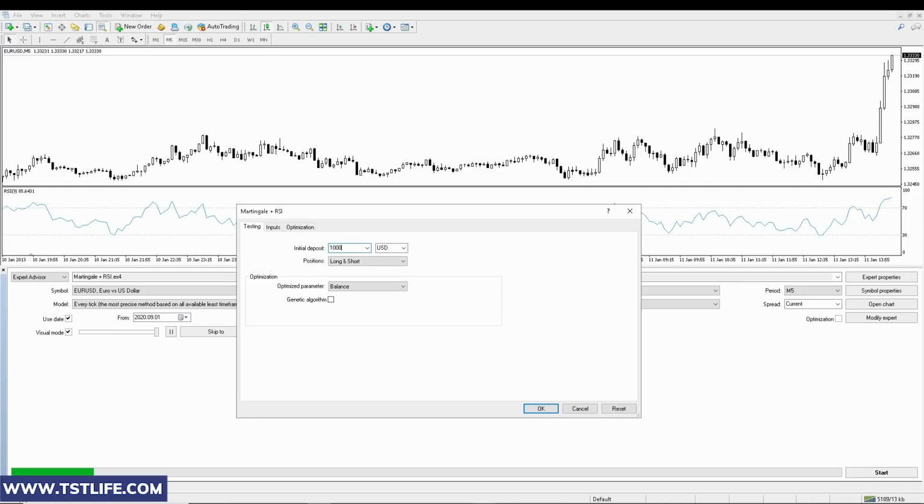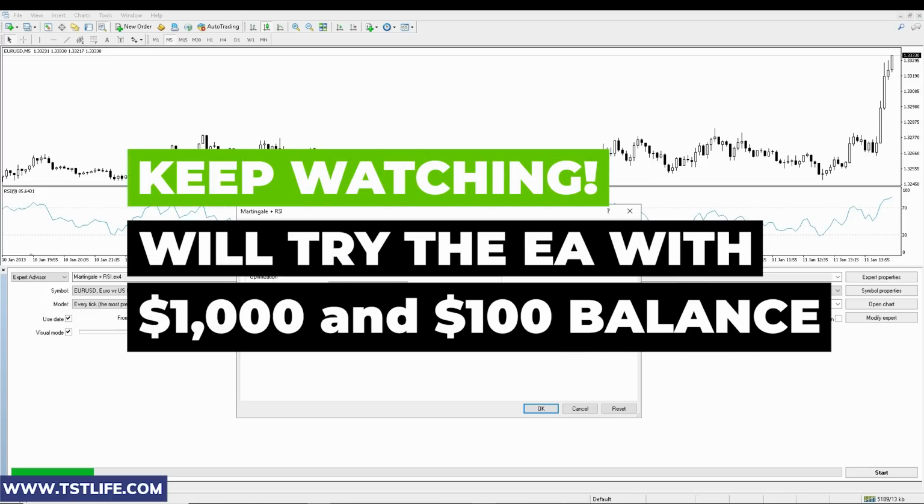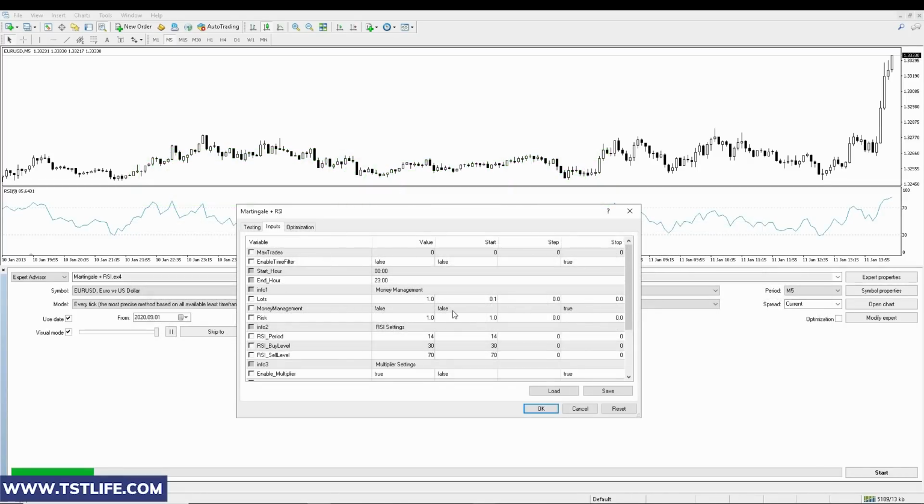We'll run this strategy with a $10,000 balance and place both buy and sell entries. No worries, we'll do the same thing with $1,000 and $100, as some subscribers want us to backtest strategies using smaller accounts. Let's look at the other settings.